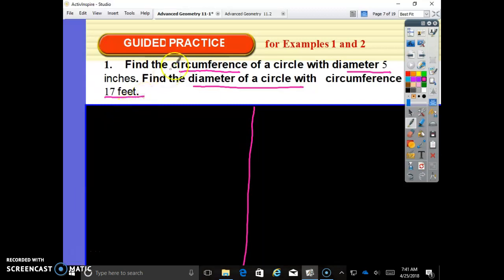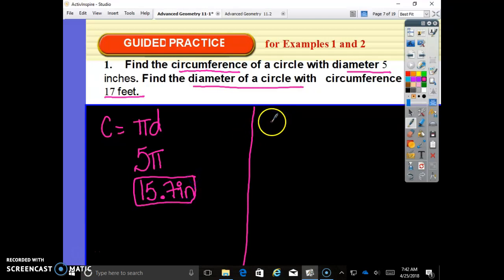Now that you've had the opportunity to try this one, what did you get for the circumference of a circle with a diameter of 5? What did you get? 5 pi, which you're saying is 15.7? Let's look. 5 times pi equals 15.7. Perfect. And that's in inches.